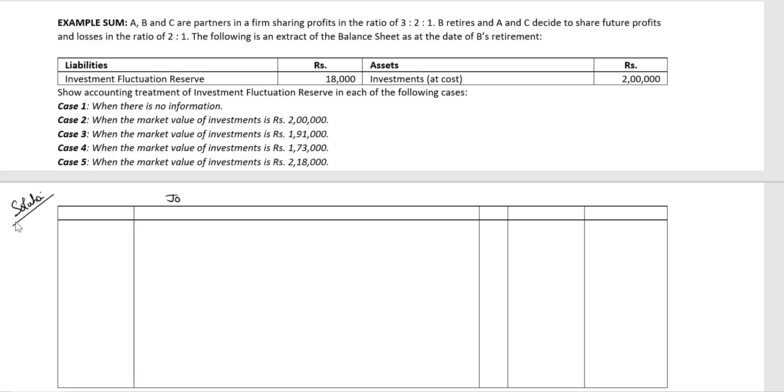Journal, date, particulars, LF number, debit rupees and credit rupees. Let's begin with the case 1.